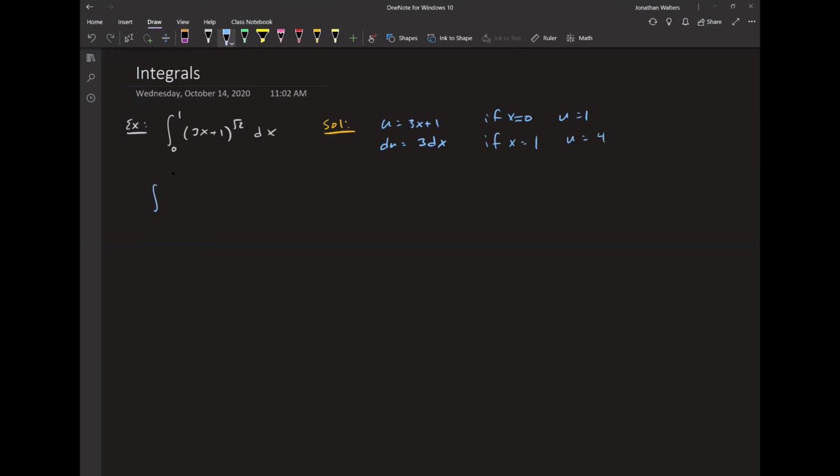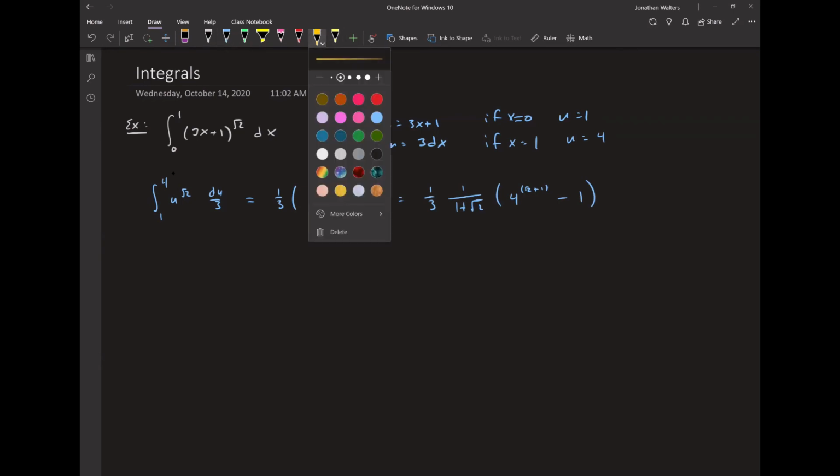So that's going to be the integral from 1 to 4, u to the square root of 2 du over 3, which is 1/3 times u to the square root of 2 plus 1 over square root of 2 plus 1, from 1 to 4, which is 1/3 times 1 over 1 plus square root of 2 times 4 to the square root of 2 plus 1 power minus 1 to whatever power, which is 1. So that's a weird answer, but I think it's right.